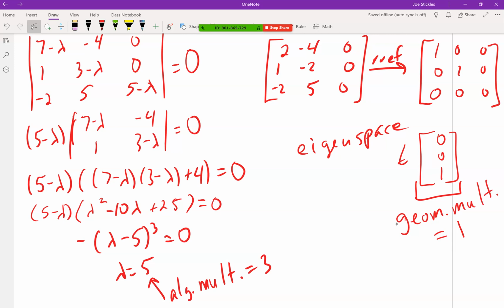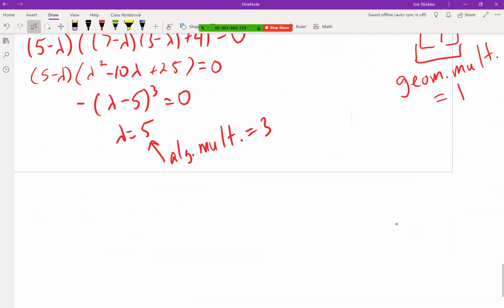So I cannot form that matrix P that's invertible. Remember, we need an invertible matrix P. In order to get an invertible matrix, I need linearly independent eigenvectors, which I don't have here. I don't have 3 linearly independent eigenvectors for this particular matrix. I only have 1. So we cannot diagonalize.